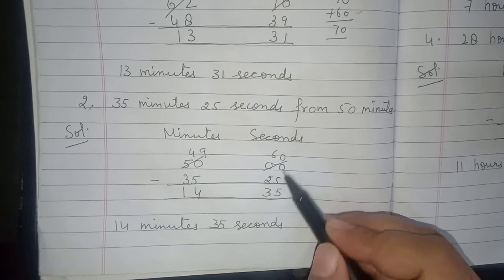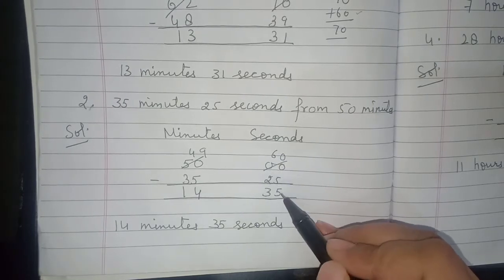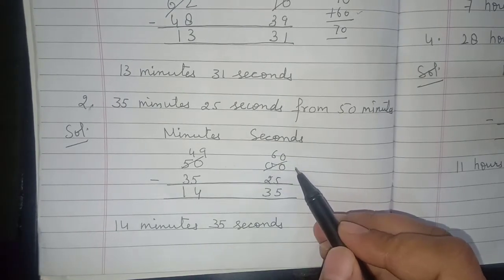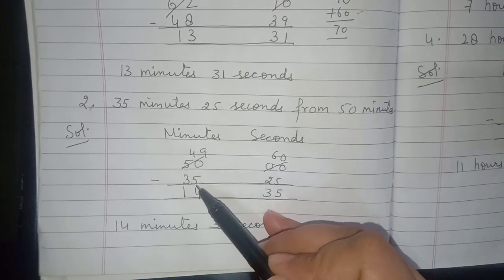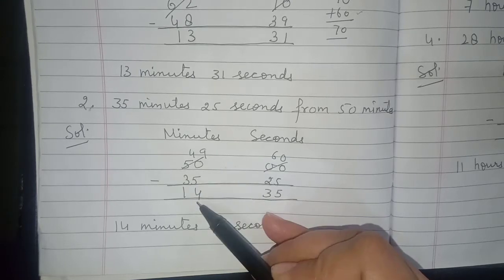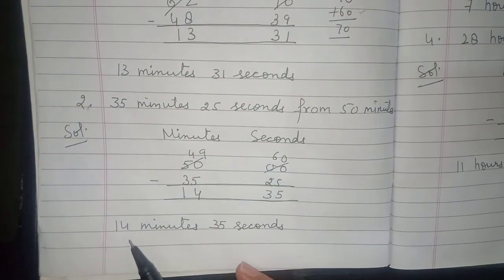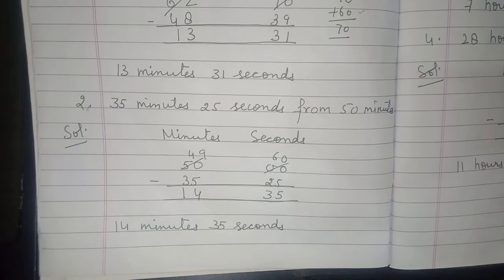So we can't subtract 5 from 0, so you borrow and subtract 25 from 60. Like you simply subtract, so you will get 35 here. When you subtract 35 from 49, you will get 14 here. So your answer will be 14 minutes 35 seconds.